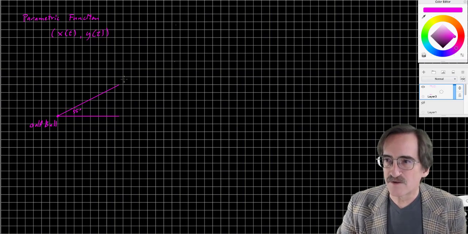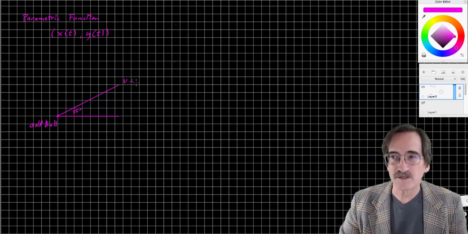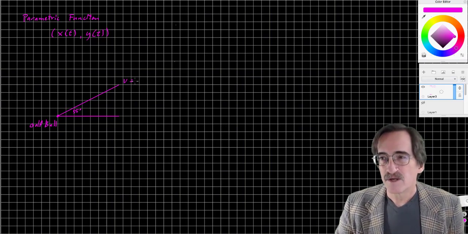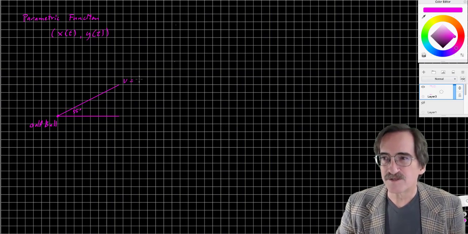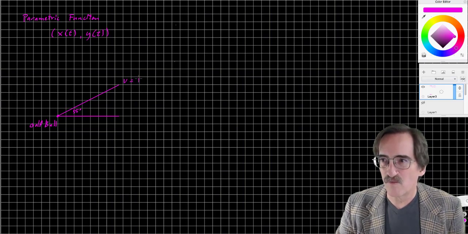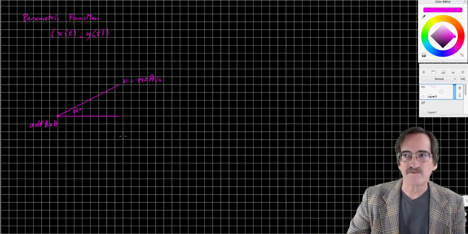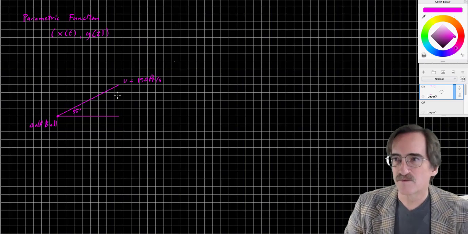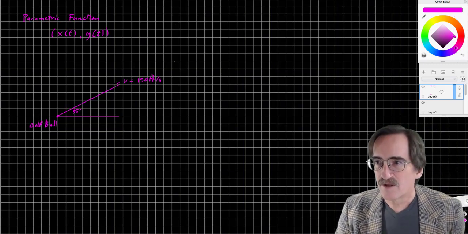And the initial velocity of the ball is going to be, let's say we strike it pretty hard here. By the way, golf balls can leave the tee at over 300 miles an hour. But let's say it leaves the tee at 150 feet per second, which is pretty fast. Well struck ball.